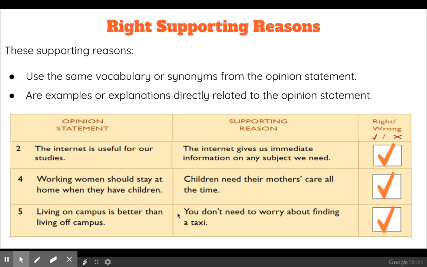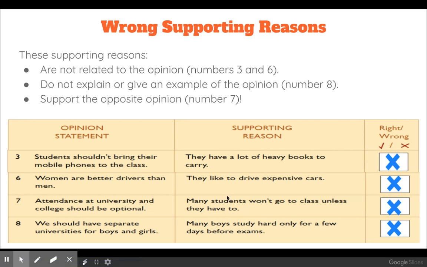This one doesn't use the same language, but it is directly related to the opinion statement. We're talking about why it's better to live on campus. Well, because you don't need to find a taxi if you live on campus, right? So these are all good supporting reasons. Let's look at why these are not so good.